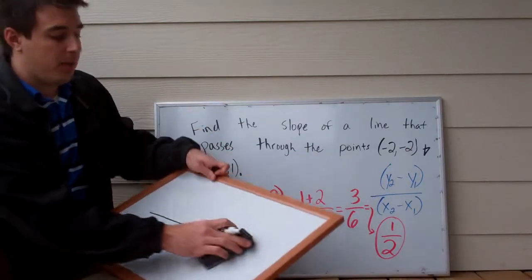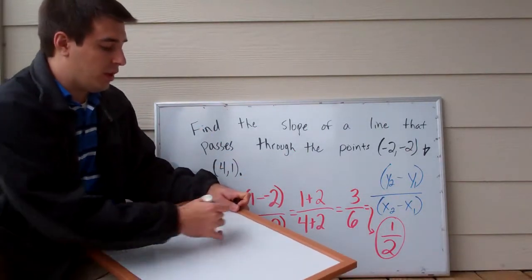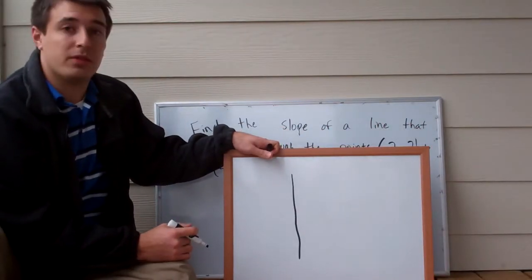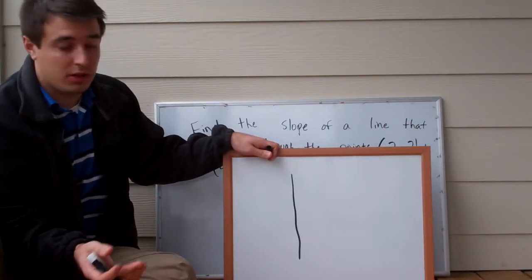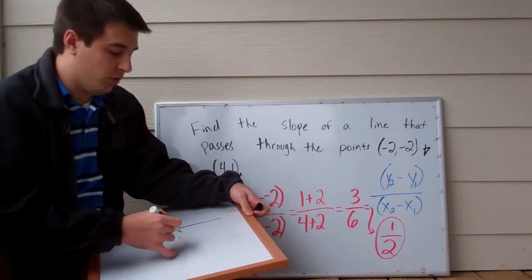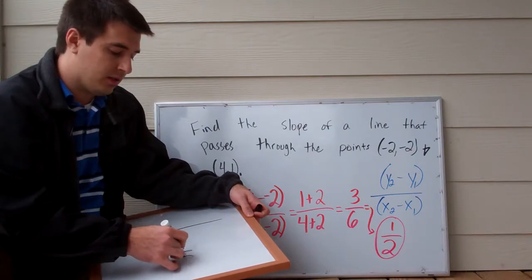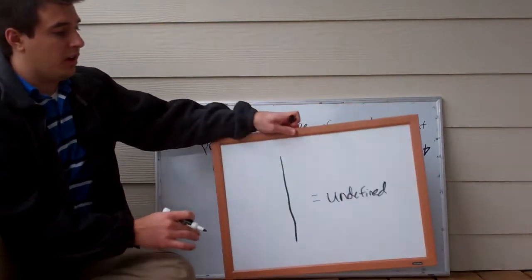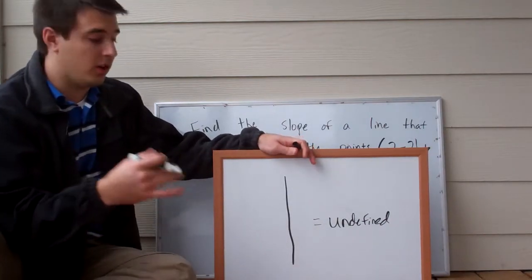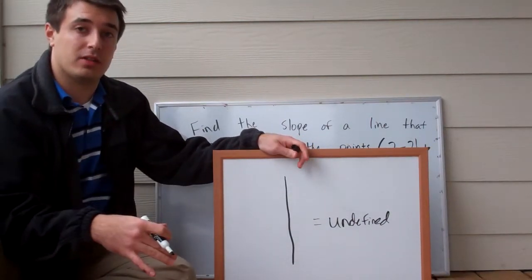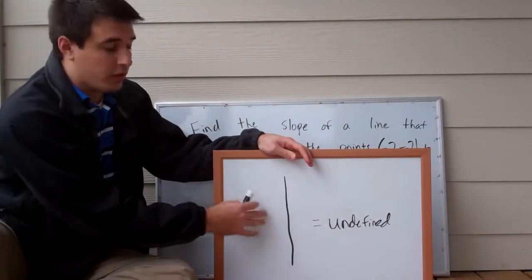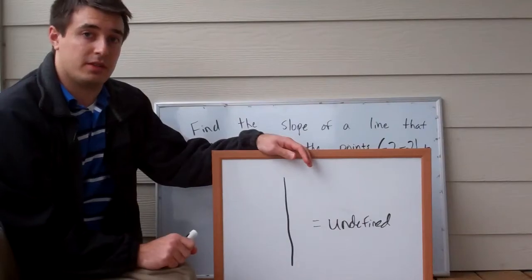But what happens if it's the opposite of that? Let's say you have a vertical line. A vertical line means you have rise, but no run. In this instance, our slope would be over 0, which makes it undefined. We cannot define something that has 0 in the denominator. So for a slope of a vertical line, it will always be undefined.